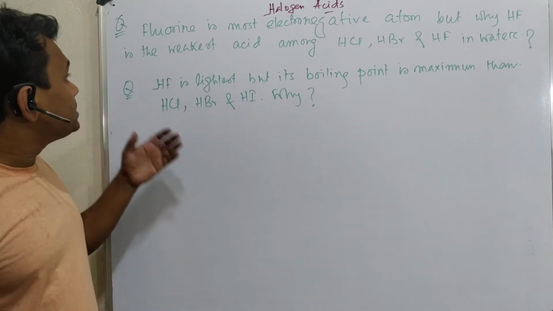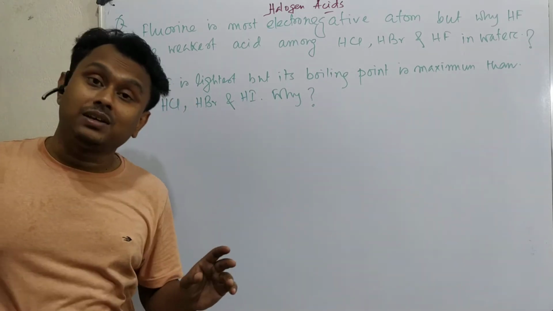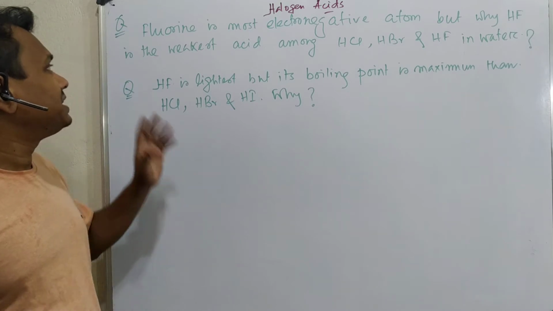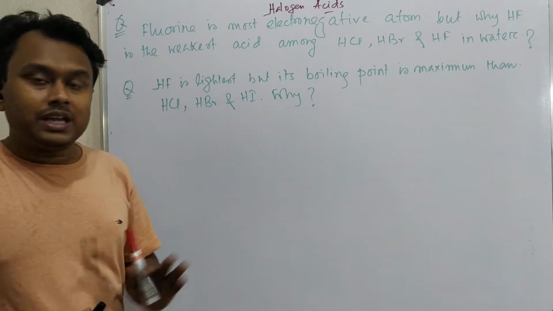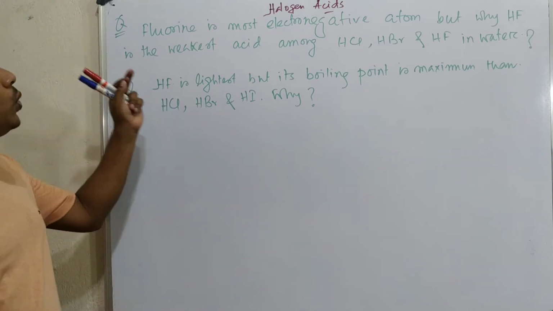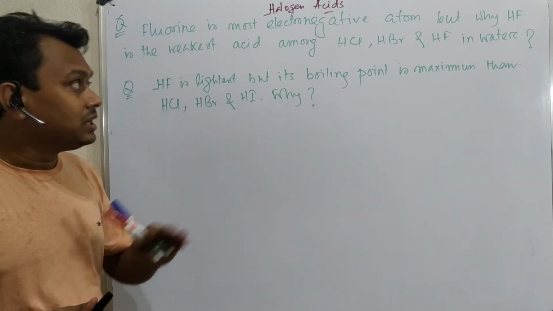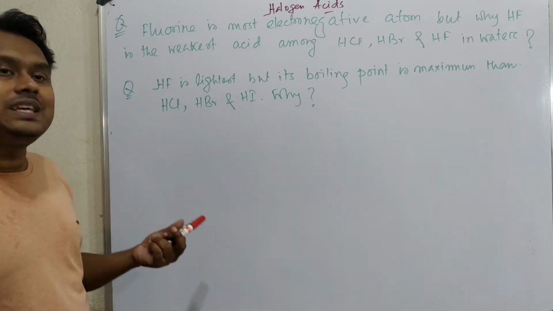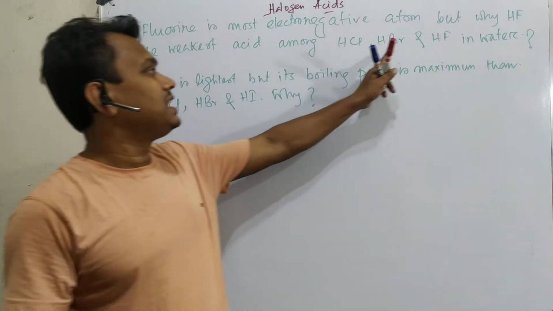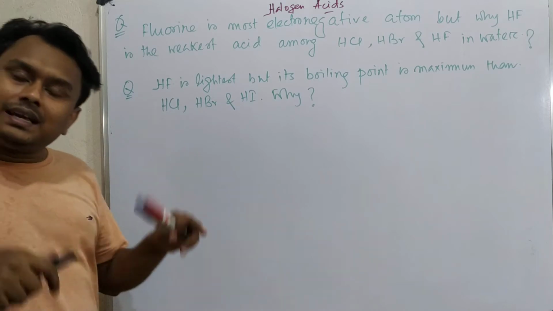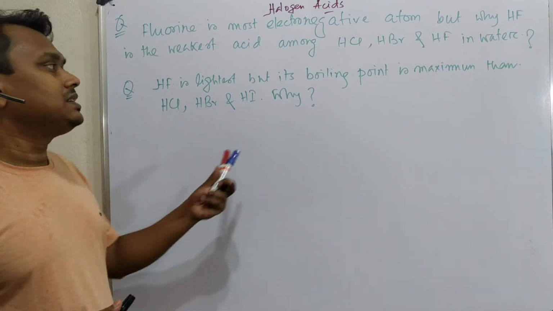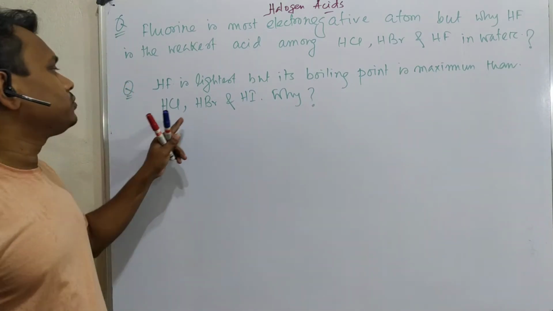So today we are going to discuss about halogen acids and their important properties. Mainly our focus will be HF. So two questions we are going to ask. One, fluorine is the most electronegative atom, but why is HF the weakest acid among HCl, HBr, HI in water? And second, HF is the lightest, but why is its boiling point maximum compared to HCl, HBr, HI?